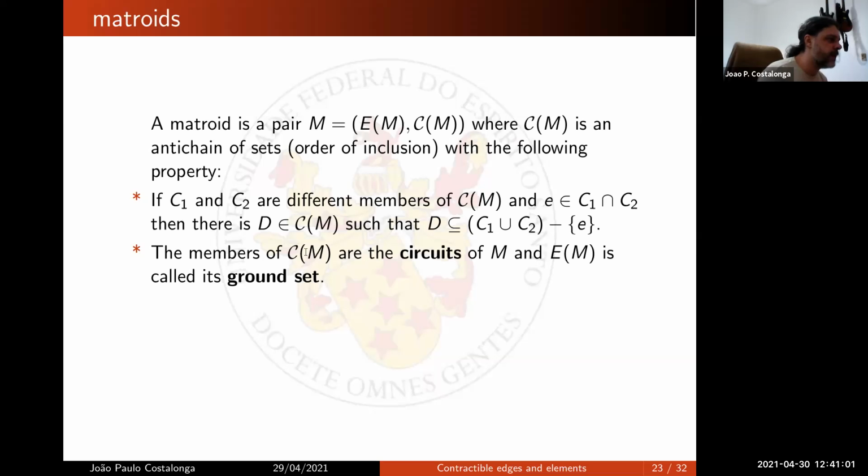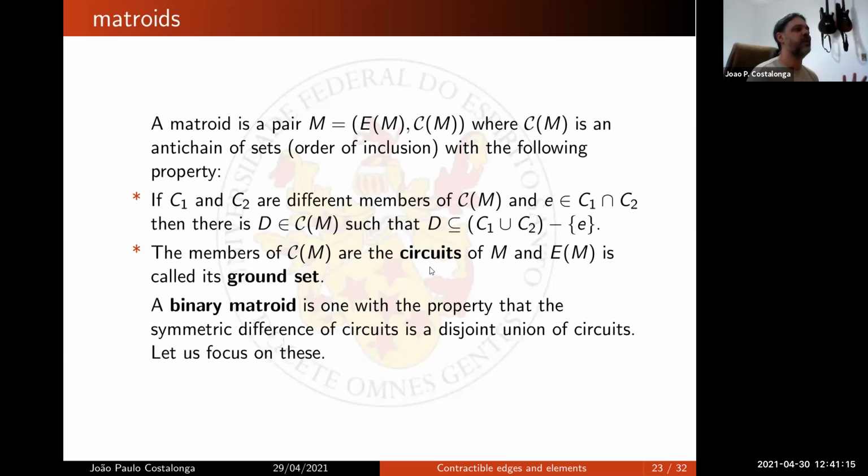Okay, one thing more, the members of this family are what we'll call the circuits of the matroid. And this set we call the ground set of a matroid. You may conjecture that this generalizes the concept of circuits in graphs, and this is right. But we'll be concerned with binary matroids, and this is what we're talking about.